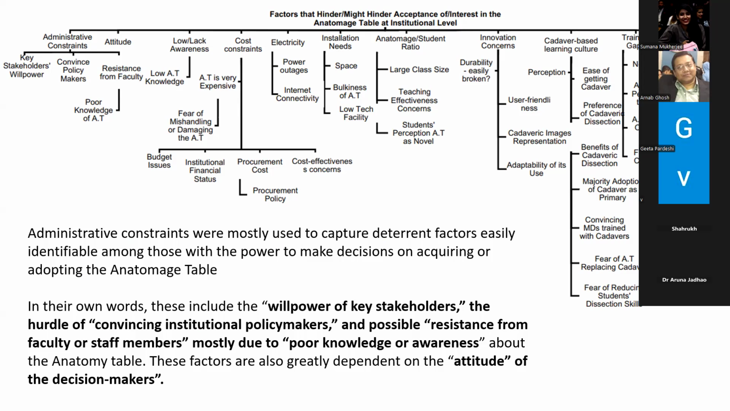So here what happens, there is nothing. This appears to be grounded theory, where they have grounded their themes in their results. And then this is coupled with quotes, where, in their own words, people have said willpower of key stakeholders, hurdle of convincing institutional policymakers, resistance, all of which was for administrative constraints. So your in-depth interviews and your focus group discussions help you to come up with these themes and sub-themes which you can present differently. So this kind of research question and research design is very different from a typical epidemiological quantitative study design. This is what I'm trying to say here.